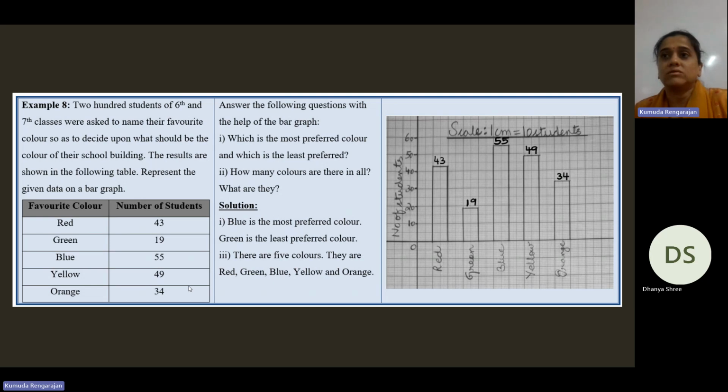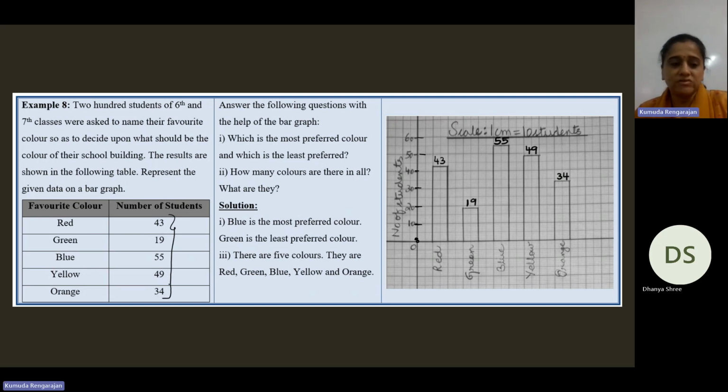Okay. So now we have to decide on the scale, children. Look at the y-axis. See how we have divided the y-axis. You can see here 0. Then the next centimeter is 10. The next centimeter 20. Next centimeter is 30, 40, 50, and 60. Look at the numbers here. Observe the numbers.